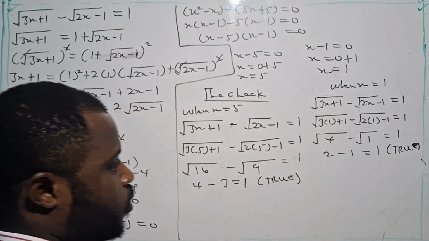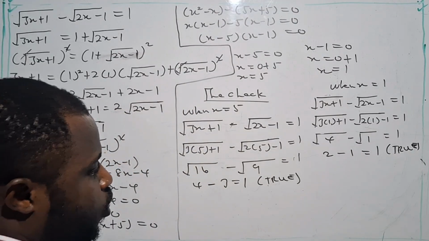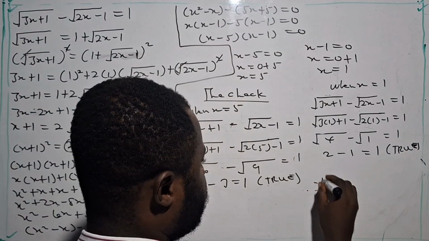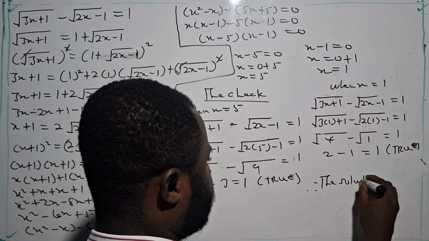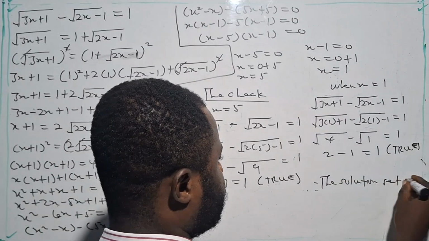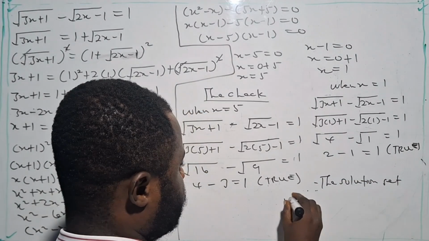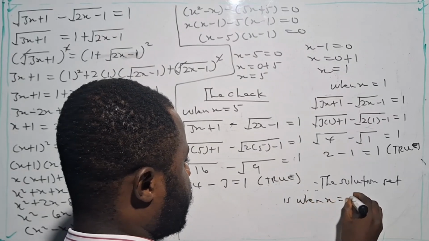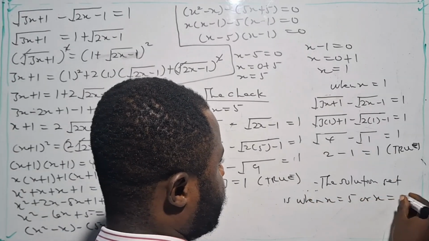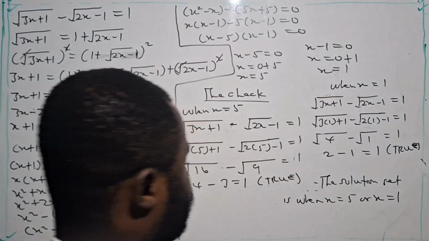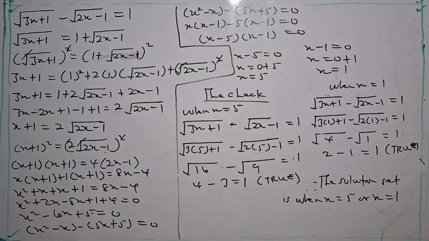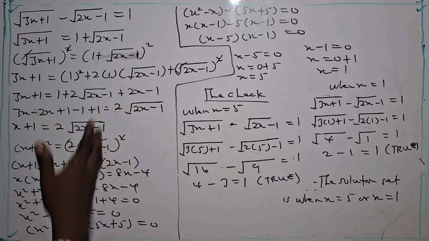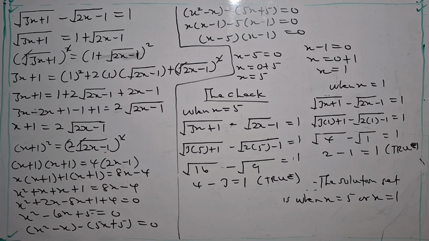So we've gotten all of them being true. So therefore, the solution set is when x is equal to 5 or when x is equal to 1. So here we've gotten a situation where both of them give us the solution set. Both of them, when you put it back, it fits.